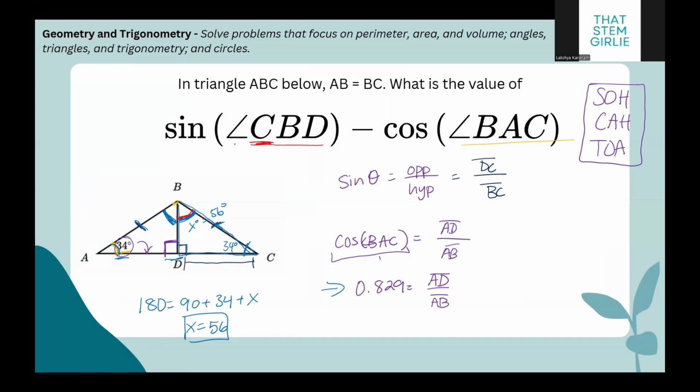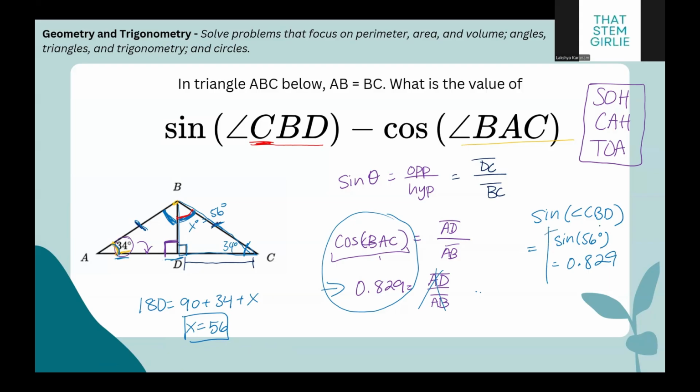We can find what is the sine of 56 degrees by plugging this into the calculator. So we don't need this piece of information, but we know that the cosine is this. And then we know that sine of CBD is just the sine of 56 degrees, which again, make sure that you are in degrees mode. You're going to get 0.82, which is basically the exact same number, right? 0.829, exact same number here. So if you want to find the difference between them, the answer will be 0, right? This answer will be 0.